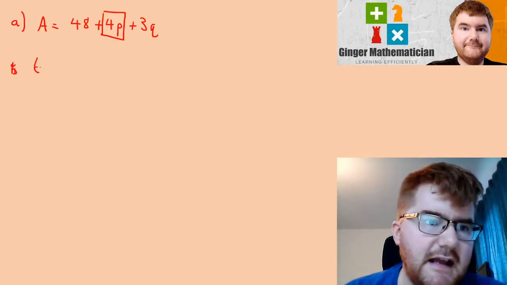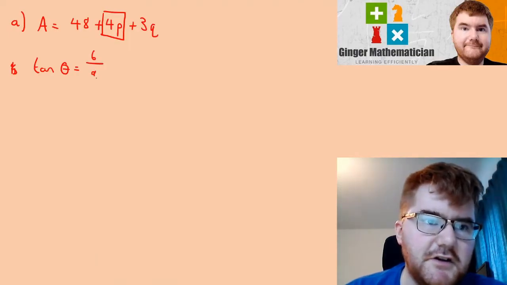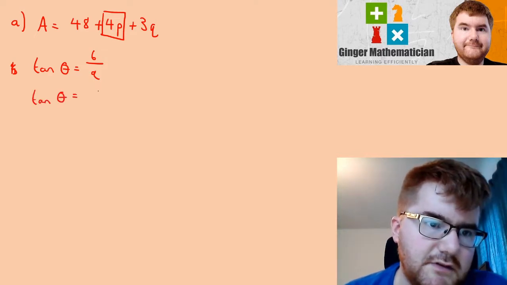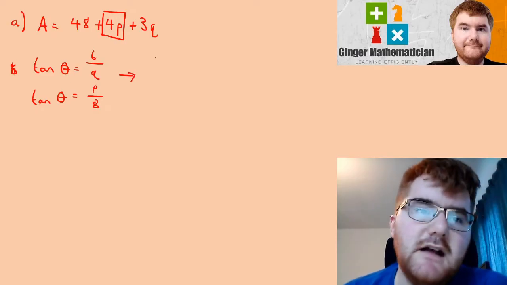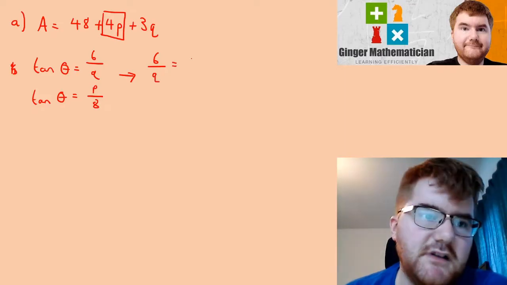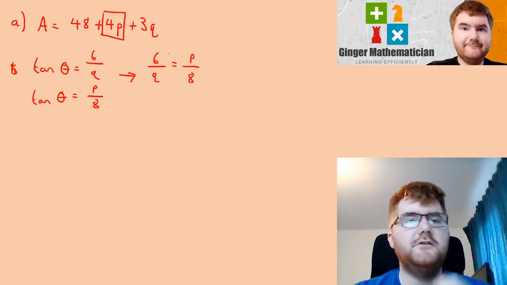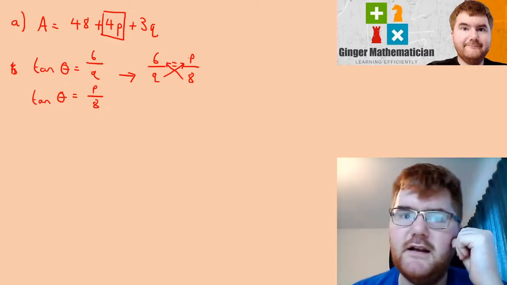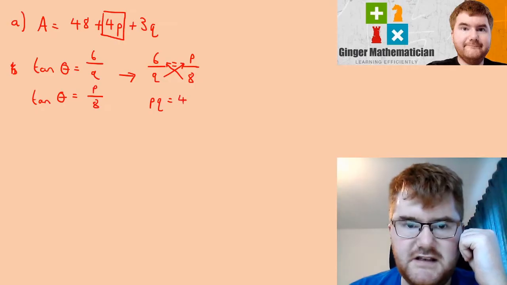So we have tan theta is equal to 6 over q. And we also have tan theta is equal to p over 8. That means if they're both equal to tan of the same angle, the two things here must also be equal. So 6 over q must also be equal to p over 8. And from here, we can just do some cross multiplying. So because we have fraction equal fraction, we can cross multiply. So it means p times q is equal to 8 times 6, which is 48.